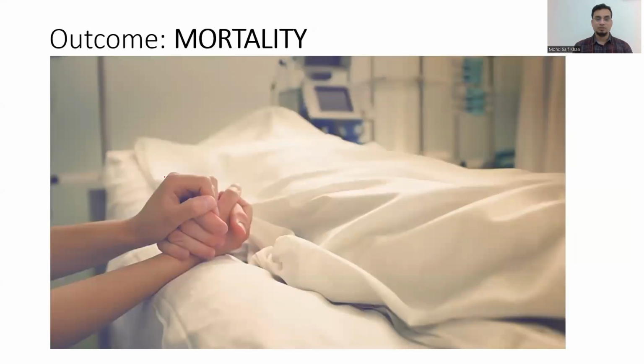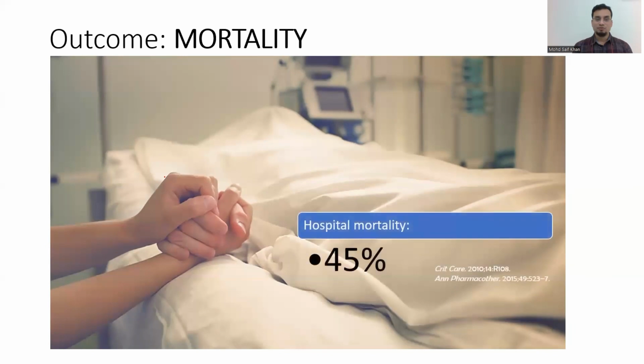Okay, so what about the consequences? What about outcomes? Why do we pay so much attention to new onset atrial fibrillation? Because it contributes to both morbidity and mortality. If you talk about mortality, it is actually increased, as demonstrated by various literature. Up to 45% of patients may die in hospital after discharge from ICU. That is why we have to be very, very serious about atrial fibrillation and control the rhythm.